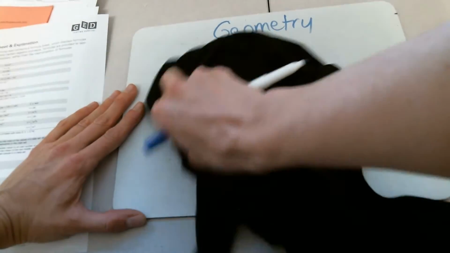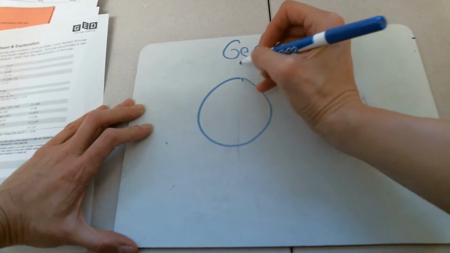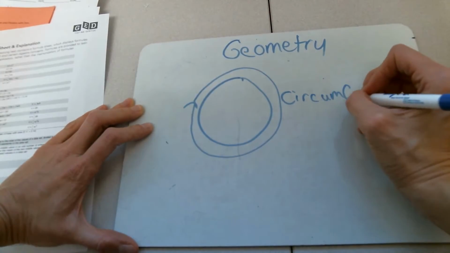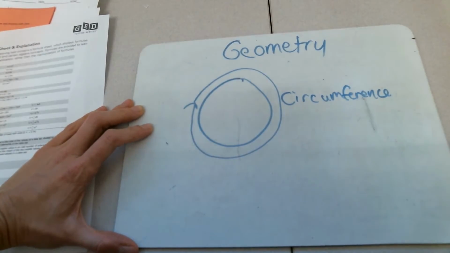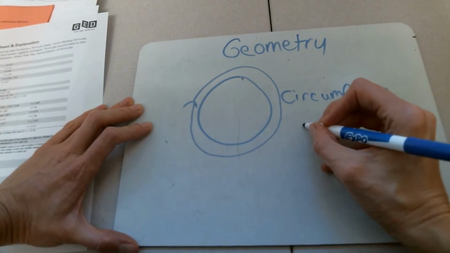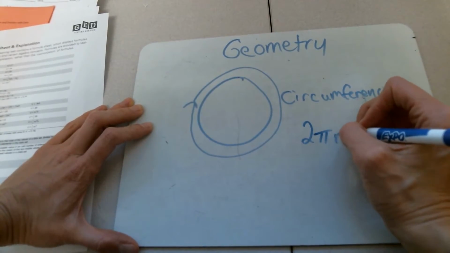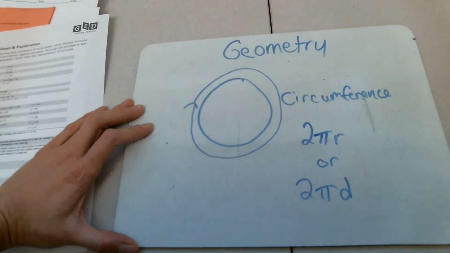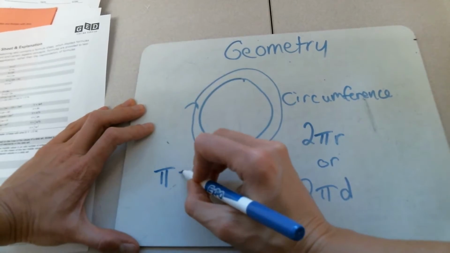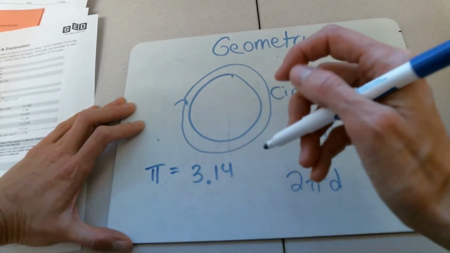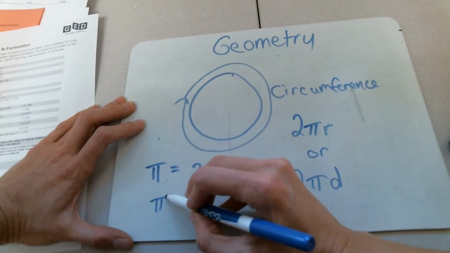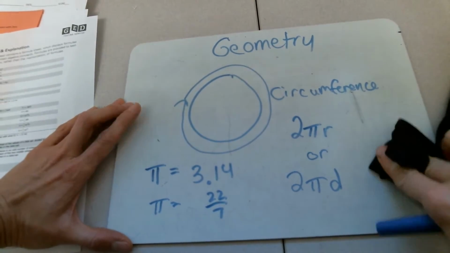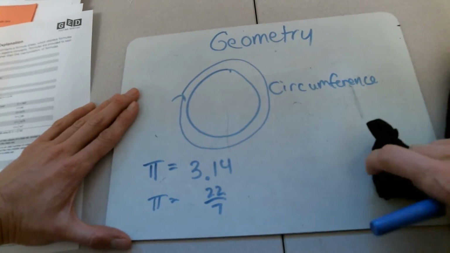Okay. Now, when you're dealing with circles, you have a special word for perimeter, and the distance around a circle is called the circumference. And we have a special formula for the distance around a circle that's either 2 times pi times r or 2 pi times d. So we've talked about pi before, and we've talked that pi equals 3.14, and that's an estimate. Or that pi exactly is 22 over 7. So when we're working with pi, you can use one of those two numbers to represent it. Make sure you show your work so that I can know which one you used.